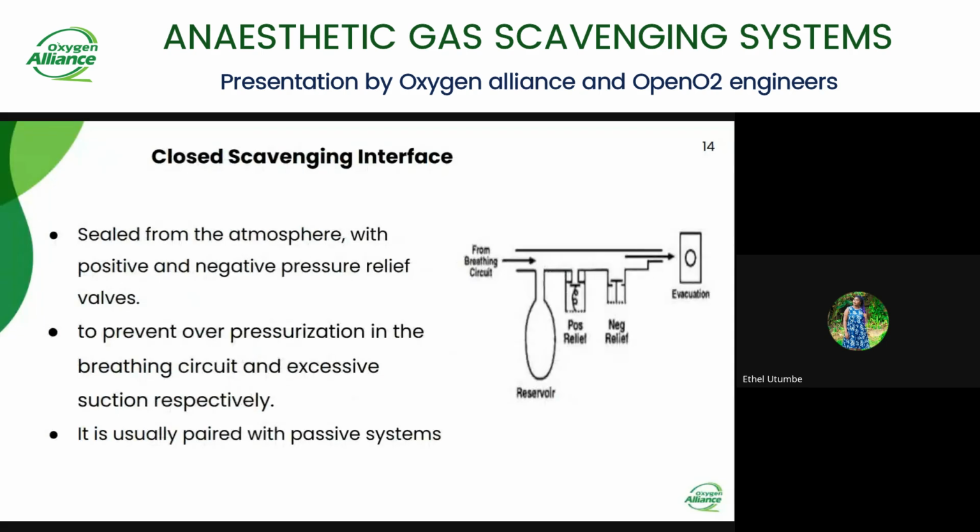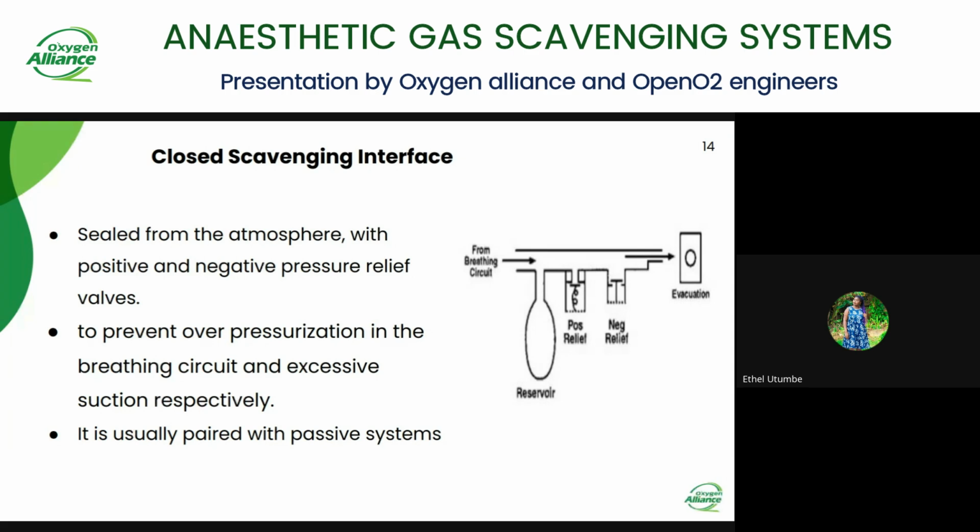So let's move on. Like I've already said before, we have two types of scavenging interface, which are the open and closed scavenging interface. Let's start by explaining the closed scavenging interface. As you can see on the diagram, there is waste anesthetic gas coming from the breathing circuit, and then we have a reservoir, positive relief valve, negative relief valve, and we have evacuation at the end. This interface is sealed from the atmosphere with the positive and negative pressure relief valves. The positive relief valve is there to prevent overpressurization in the breathing circuit, and the negative relief valve is there to prevent the excess suction. Most of the disposal systems that use this closed scavenging interface are passive systems.